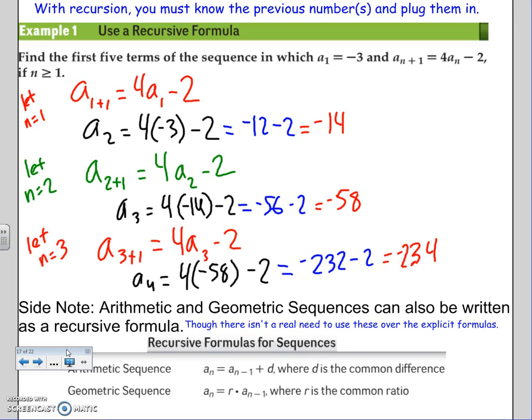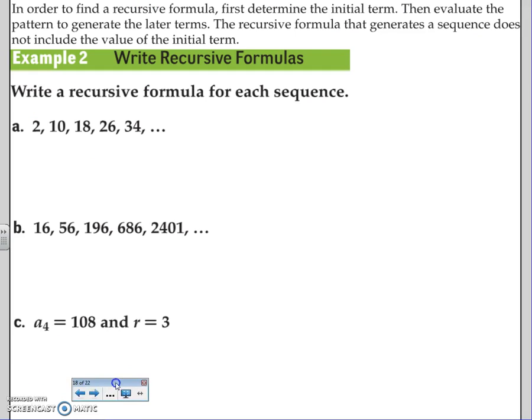though there isn't a real need to use this over the explicit formulas. But if you're curious, for the arithmetic sequence, the next term is equal to the previous term plus the common difference, you just have to add that number. In the geometric sequence, the newest term will be the previous term times r, because that's to multiply by something. Alright, so in order to find the recursive formula, first determine the initial term, then evaluate the pattern to generate the later terms. The recursive formula that generates the sequence does not include the value of the initial term.